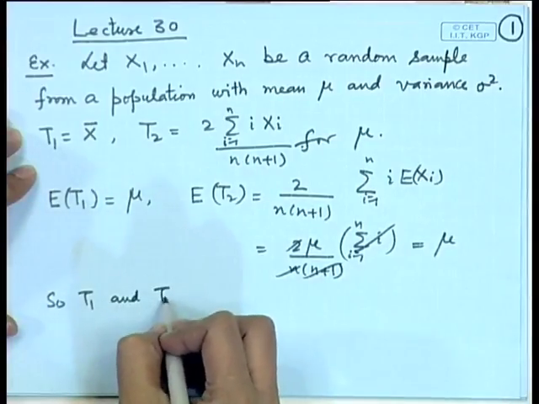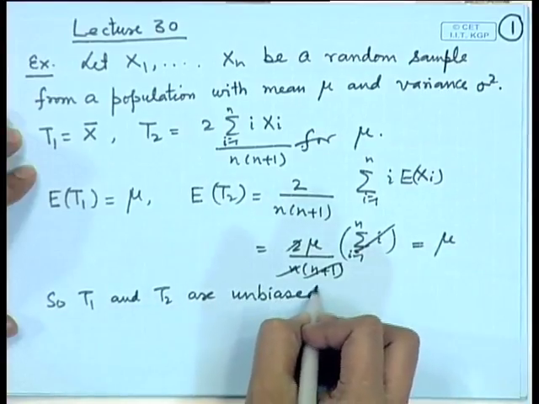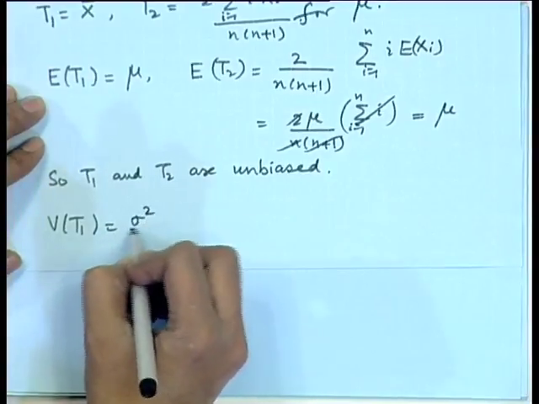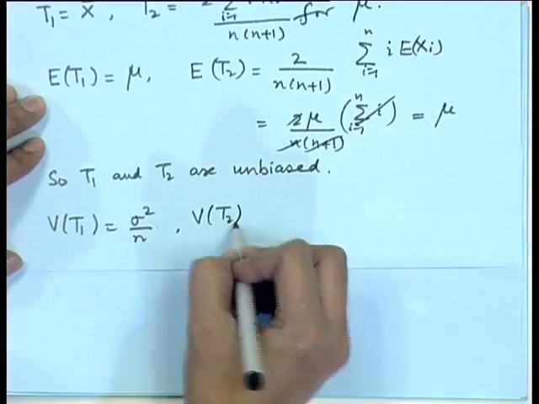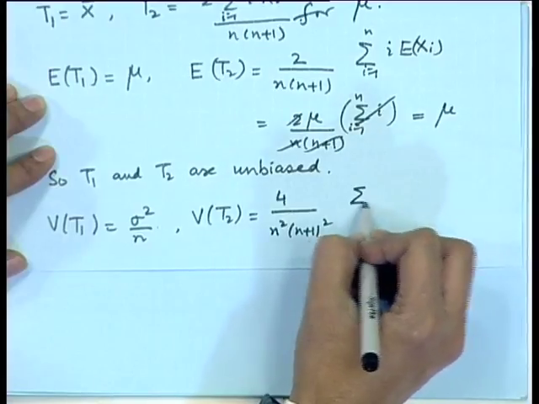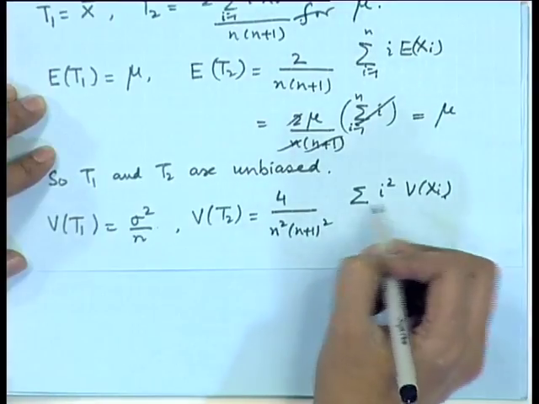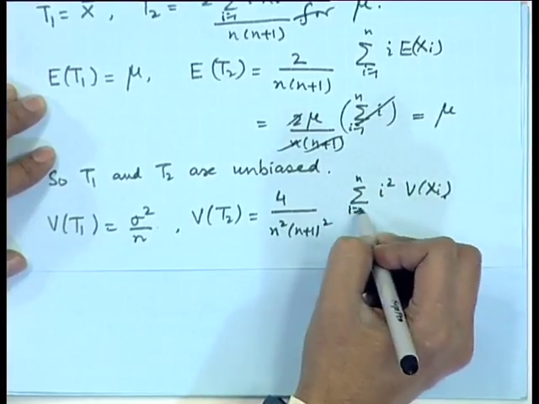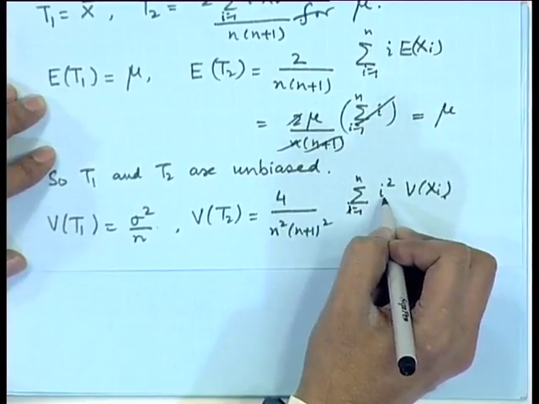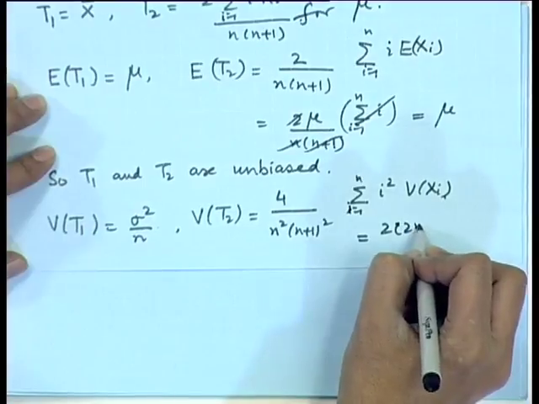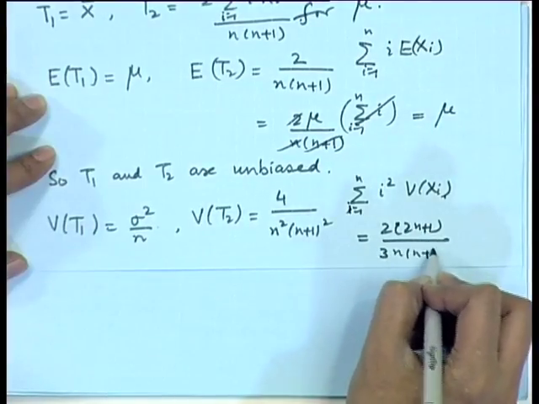So, T1 and T2, both of them are unbiased. Let us look at variances. What is the variance of T1? The variance of T1 is sigma square by n. We have already shown that the variance of the sample mean is equal to sigma square by n. Let us consider the variance of T2. Because of the independence, it becomes 4 by n square into (n plus 1) square, sum of i square times the variance of X i. Now, the variance of X i is sigma square, and this is the sum of i square from 1 to n, that is, the sum of squares of the first n integers, n into (n plus 1) into (2n plus 1) by 6. After simplification, this quantity turns out to be 2 into (2n plus 1) divided by 3n into (n plus 1) sigma square.